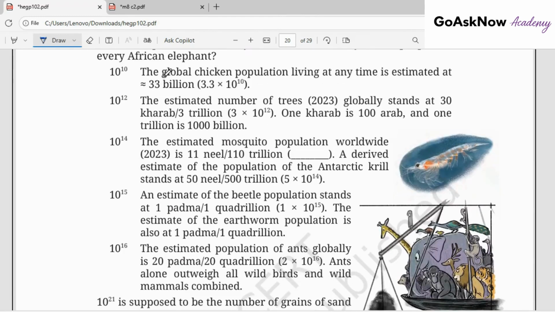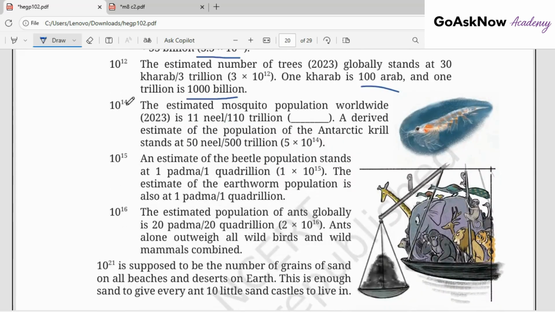10 power 10. The global chicken population living at any time is estimated at approximately 33 billion, which is 3.3 into 10 power 10. 10 power 12. The estimated number of trees in 2023 globally stands at 30 kharab, or 3 trillion, which is 3 into 10 power 12. 1 kharab is equal to 100 arab. 1 trillion is equal to 1000 billion.